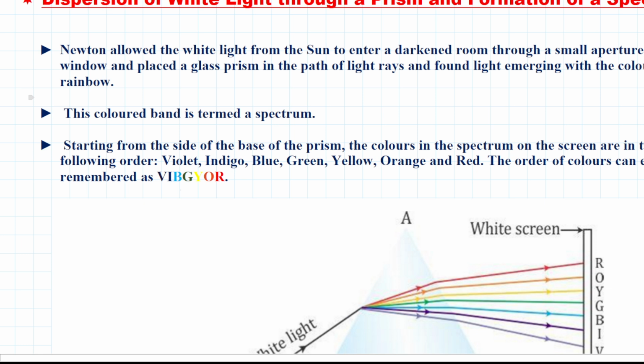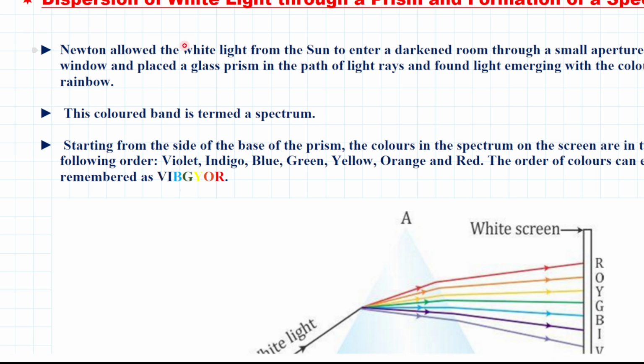So in the rainy season you can see in the sky, due to the clouds, or we can say due to the atmosphere, the rainbow is forming in 7 different colors, so that also means we can say spectrum. So starting from the side of the base of the prism, the colors in the spectrum on the screen are in the following order: violet, indigo, blue, green, yellow, orange and red. So the order of color can easily be remembered as Vibgyor. So in short form you can remember this as Vibgyor.